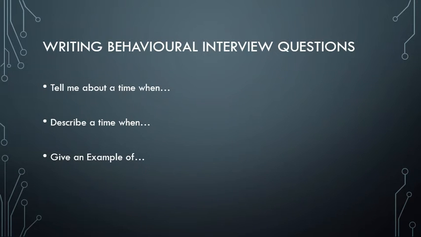So how do you actually write behavioral interview questions? Well, you usually start with: tell me about a time when, describe a time when, or give me an example of. The question itself is designed to ask about a specific example, and it relates back to those competencies. You might remember a few minutes ago we talked about the main or most important parts of that job.